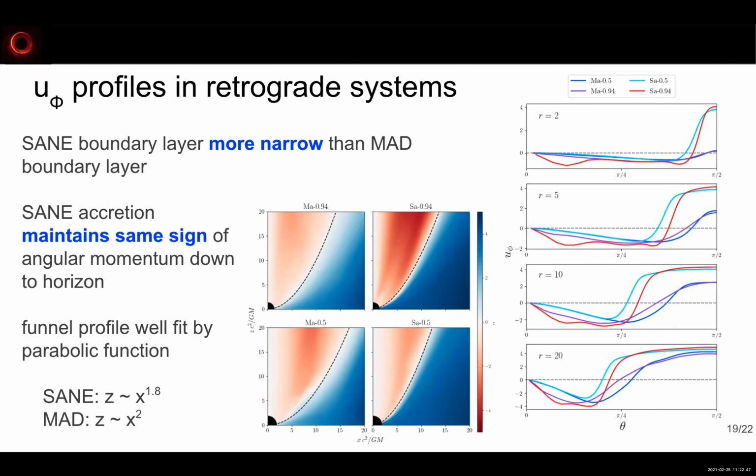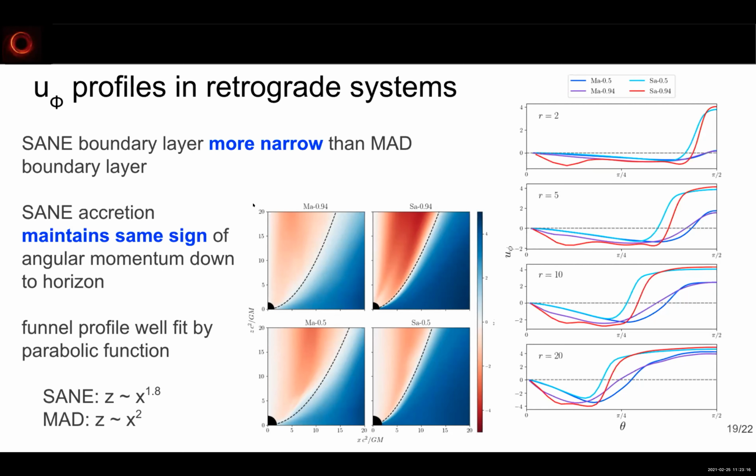And so you can do your standard things like fit the funnel profile with a parabolic model. And so I'm just pointing out that what we found was that things have x to the 1.8, where x here is going horizontally and z is going vertically. One thing I want to point out is that we only did this analysis within about 20 M of the hole.